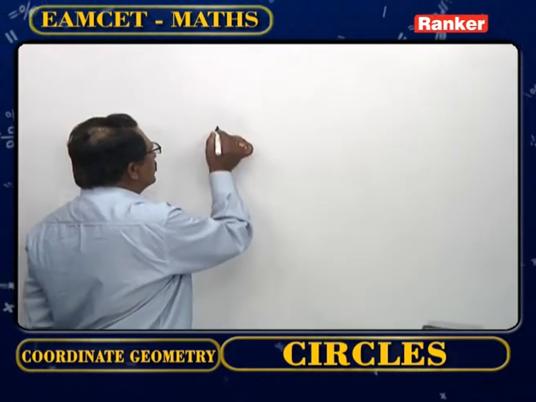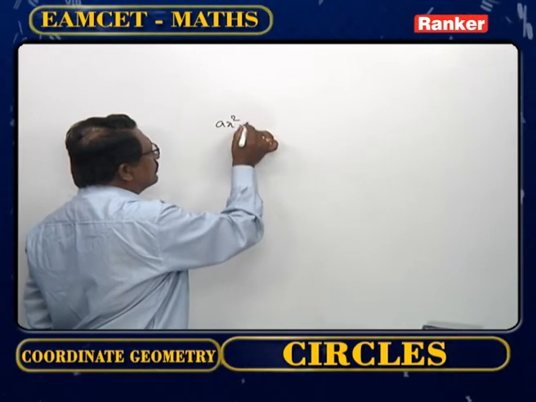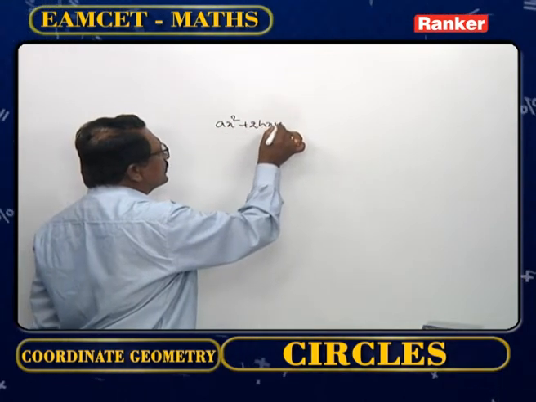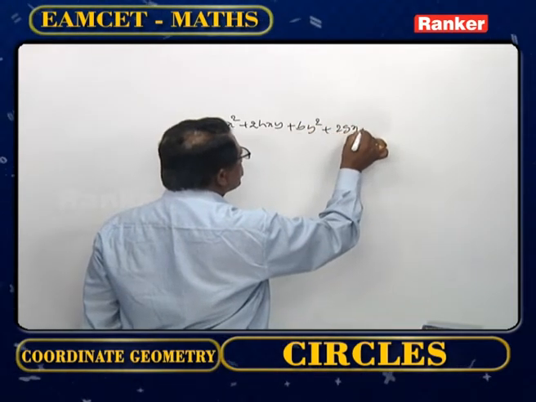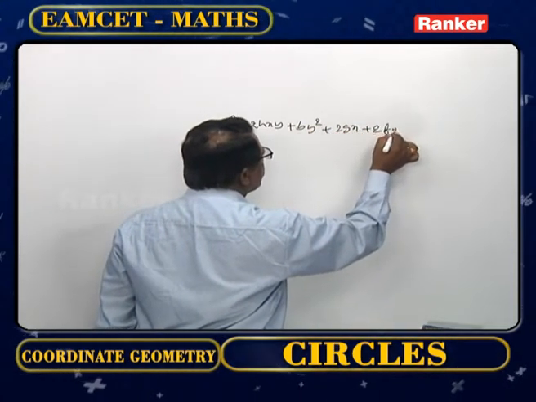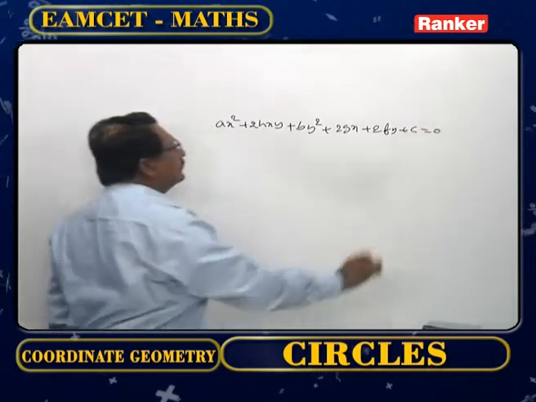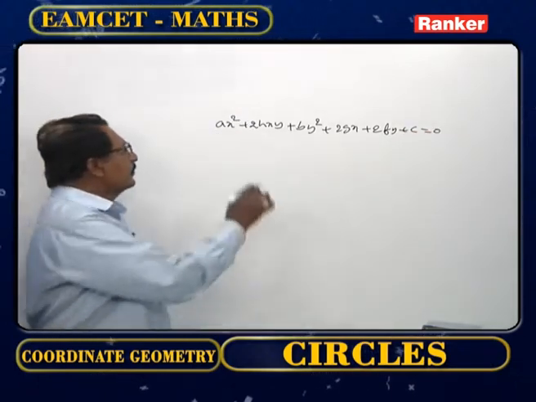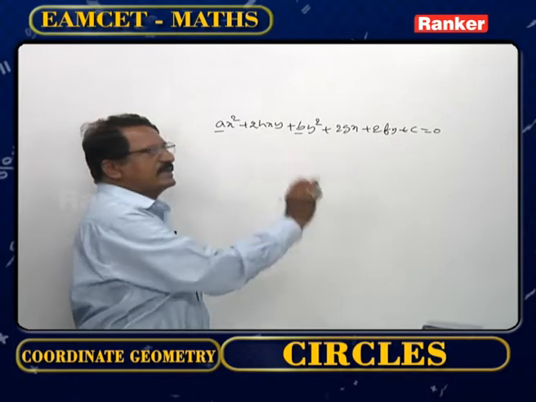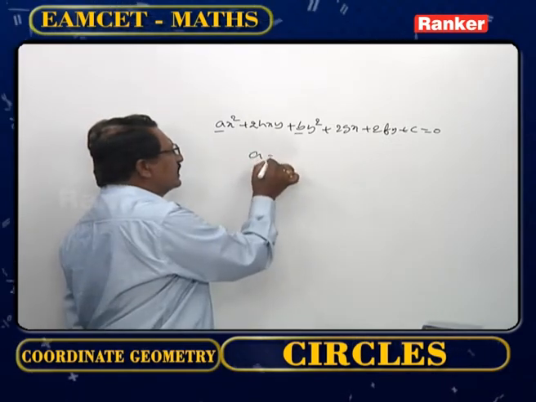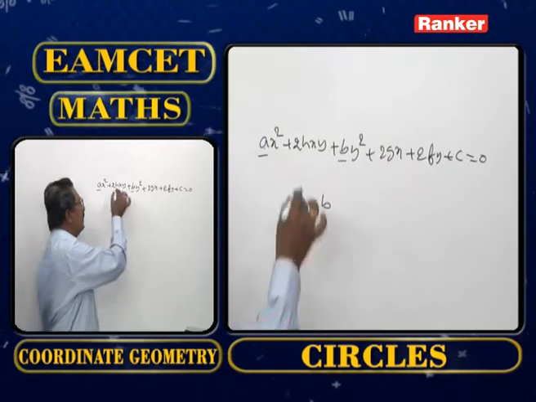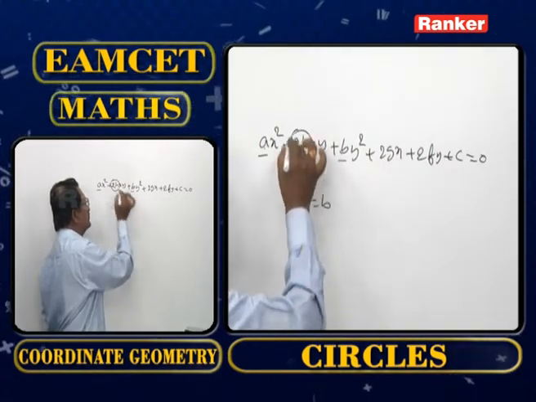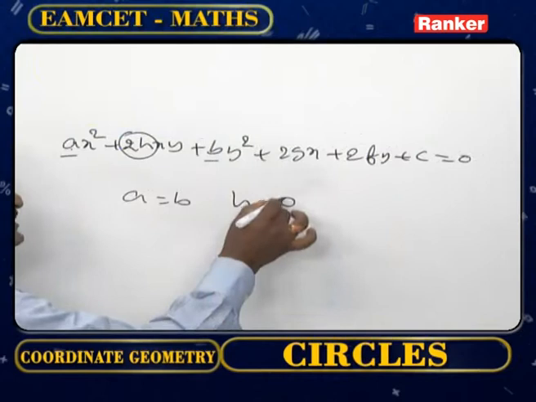Suppose the second degree general equation ax square plus 2hxy plus by square plus 2gx plus 2fy plus c equals 0 represents a circle. Then always the coefficient of x square and the coefficient of y square must be equal, so a equals b. And the coefficient of xy must be 0, meaning h equals 0.